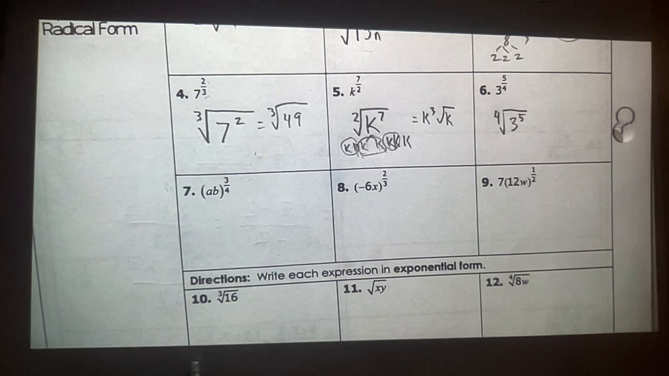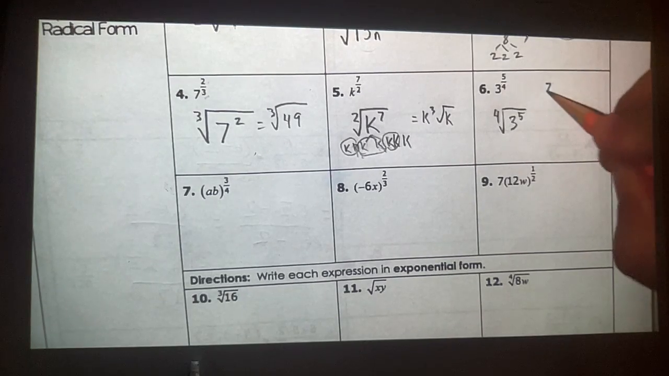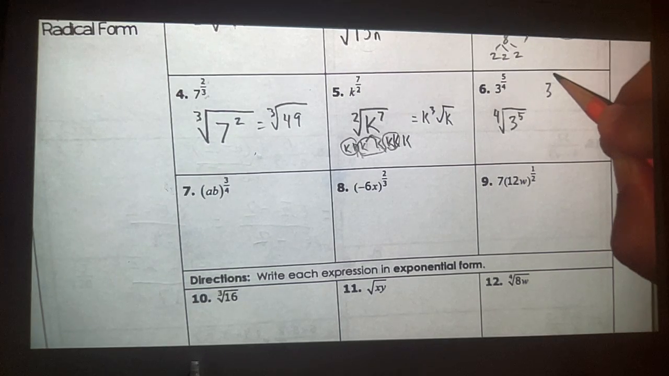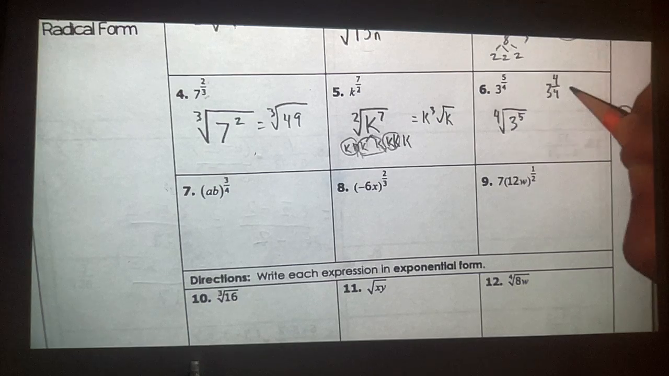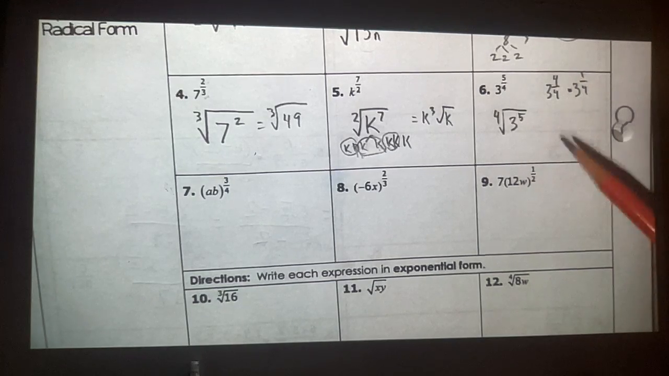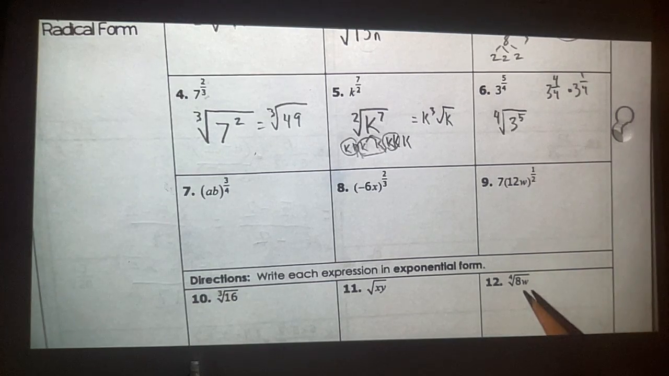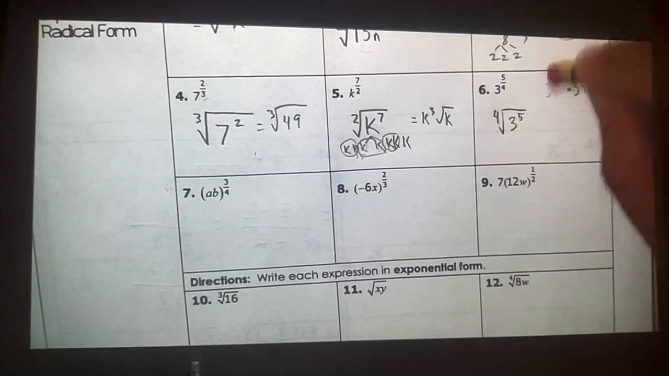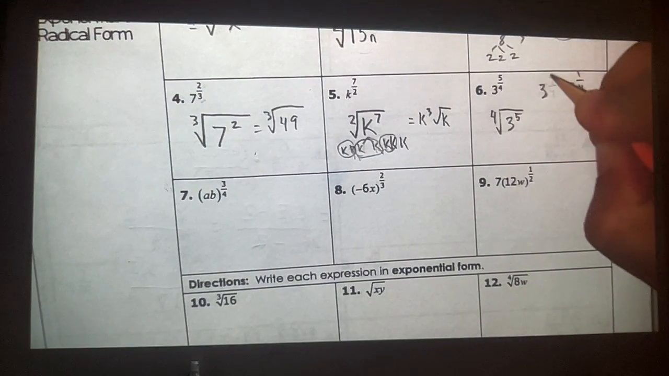I have even seen people break this thing up to where it says something like 3 to the 4 fourths times 3 to the 1 fourth. And if you do that, then you can add exponents, right? But anyways, this whole thing, if it's just 3 to the 4 fourths right there, hopefully that is clear.